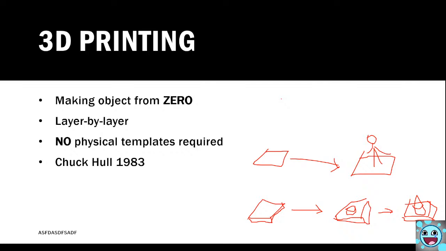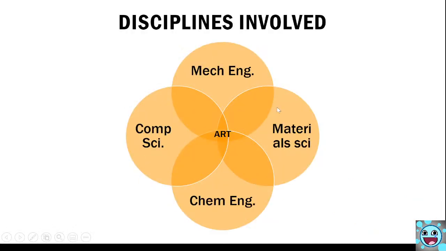So we are making an object from 0 to something, not from something to 0, as in sculpting. And then the second is that we do not require physical templates as we would in casting. 3D printing was invented by Chuck Hull in 1983. The first type of printer is called stereolithography, or SLA.